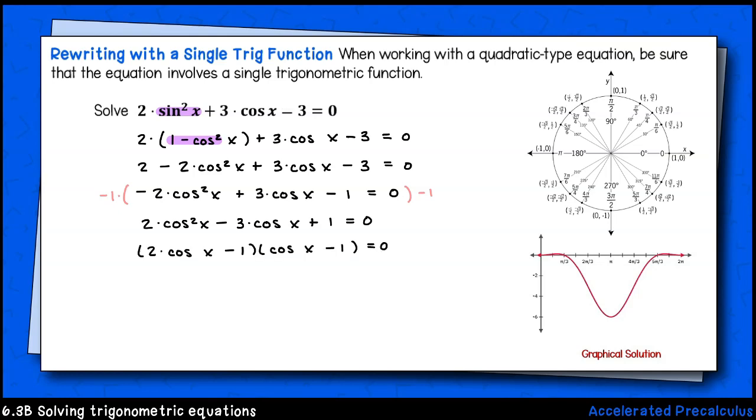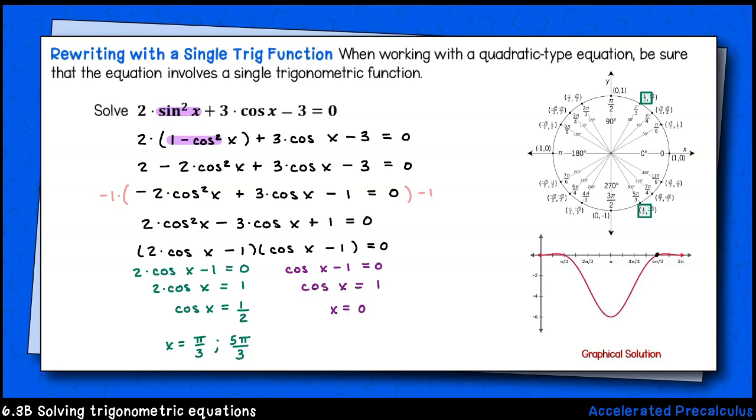Next, I'll use that same trinomial pattern to write the left-hand side in factored form. That will be 2 times cosine of x minus 1 times cosine of x minus 1. We'll set each factor equal to 0 and solve. On the left, that will be cosine of x equals 1/2, which will be the angles pi over 3 and 5 pi over 3. On the right, that will be cosine of x equals 1, which will be 0 radians.